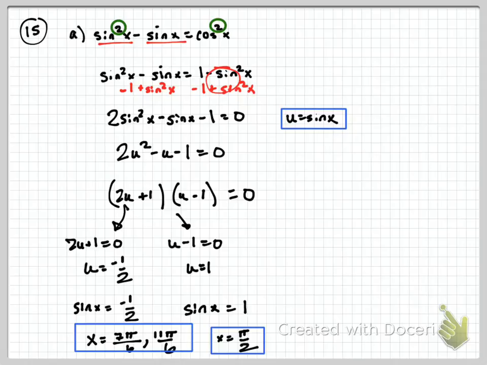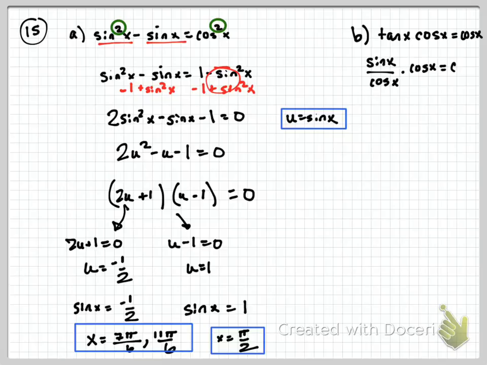I can go over b with you. Here's b. Tangent of x, cosine of x equals cosine of x. Oops. Always rewrite in terms of sine and cosine to help you out. And it's going to come out nice. These cancel, so now we have sine of x is equal to cosine of x. In other words, where is our y equal to our x coordinate?